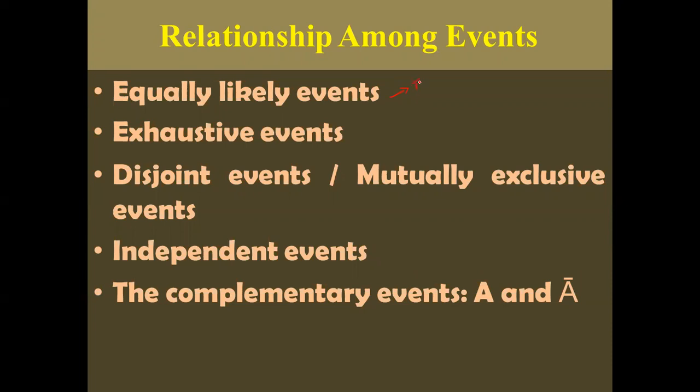Consider the experiment of tossing a coin. The outcomes are head and tail. The event of getting a head and the event of getting a tail are equally likely. In a similar way, when we roll a die, the outcomes are 1, 2, 3, 4, 5, and 6. All the outcomes are equally likely.